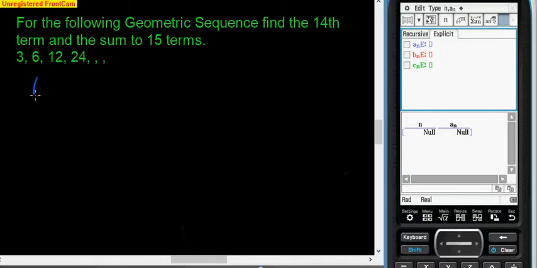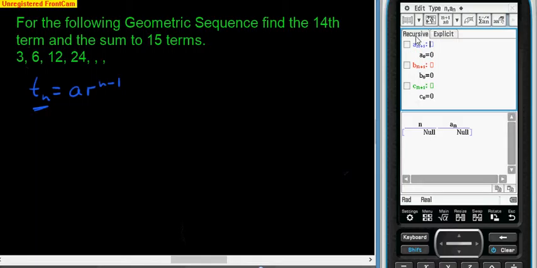Now we know that the nth term of a geometric sequence is A R to the n minus 1. I'm using the letters T of n, meaning the nth term. Over here we've got A n, meaning the nth term, or B n or C n, whatever you want, but anyway it's just the same. The nth term T n means the same as the A n, and that E I think means explicit. Okay, so let's find out what A is and R is, and then we can enter this particular equation.